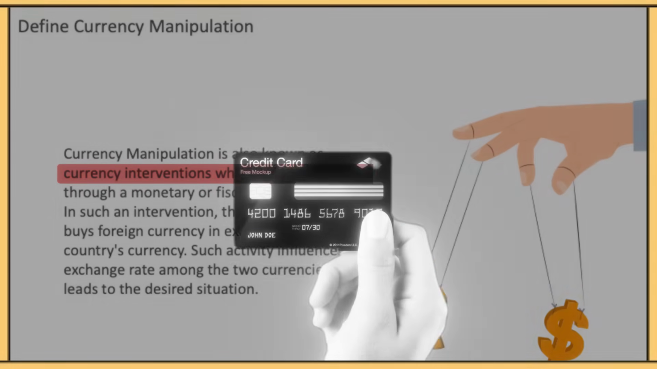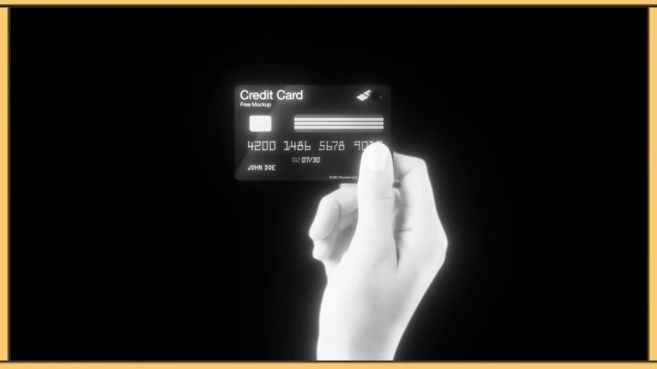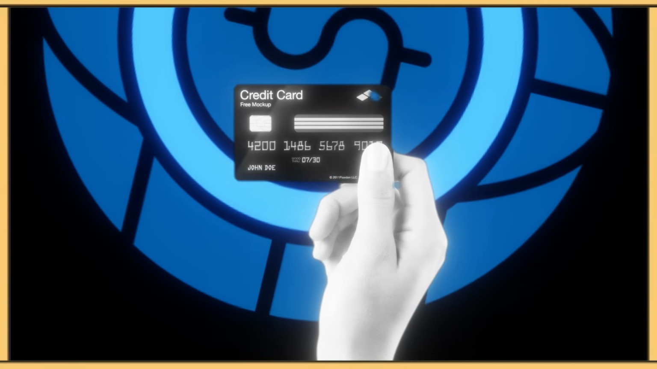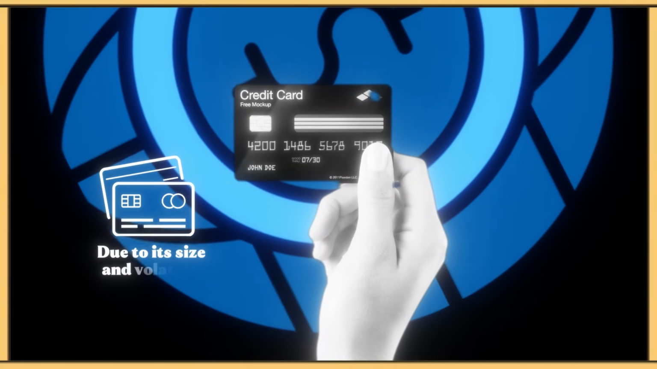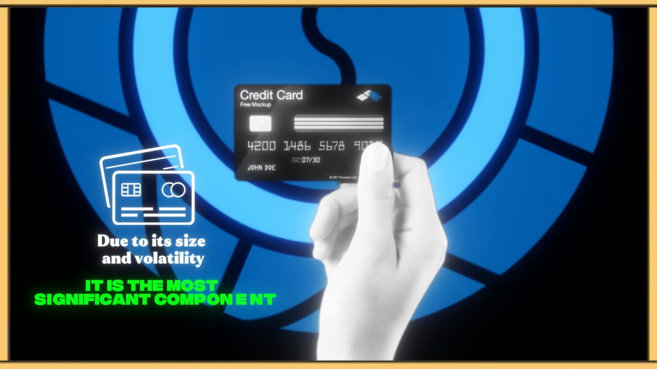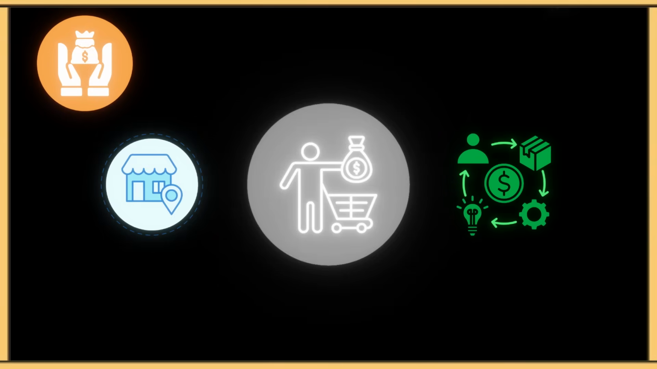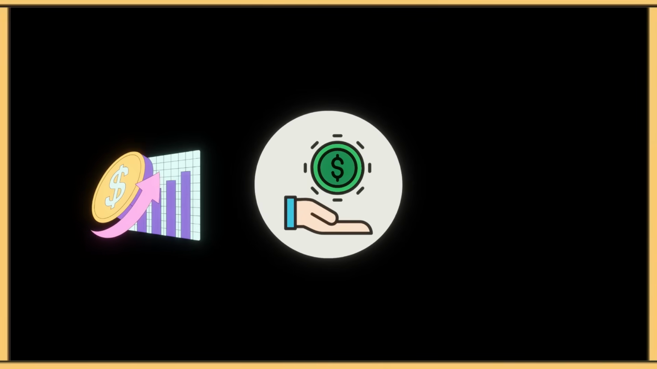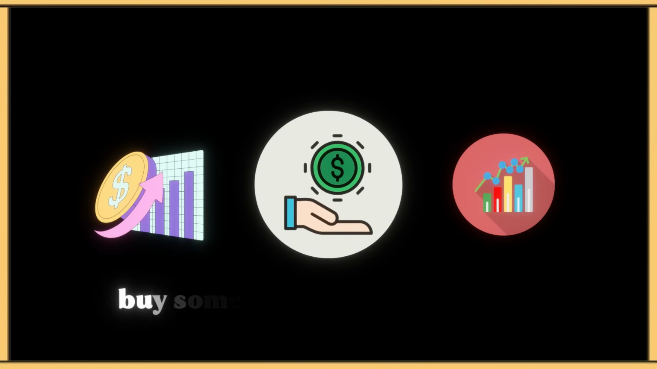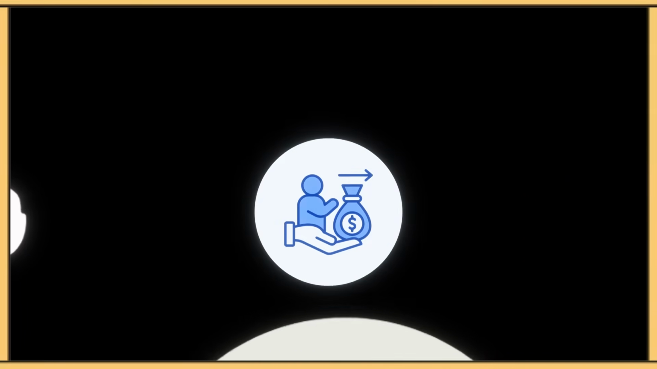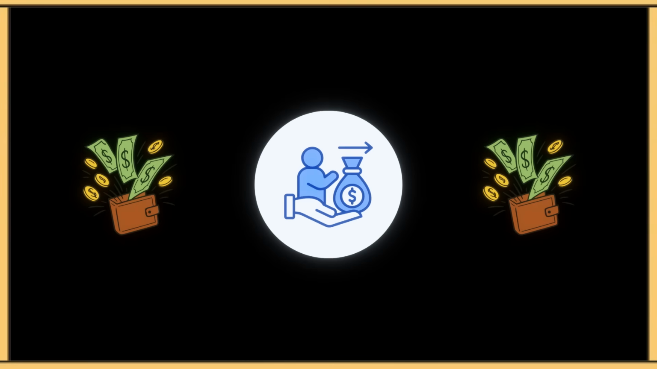I want you to focus on credit. The most crucial and arguably least understood aspect of the economy is credit. Due to its size and volatility, it is the most significant component. Similar to how buyers and sellers visit the market to conduct business, lenders and borrowers also do this. Borrowers typically want to invest in something like starting a business or buy something they can't afford, such as a house or car, while lenders typically want to turn their money into more money.